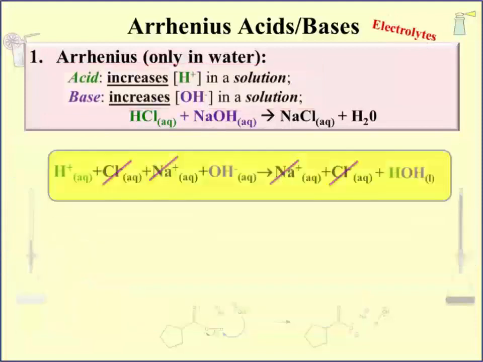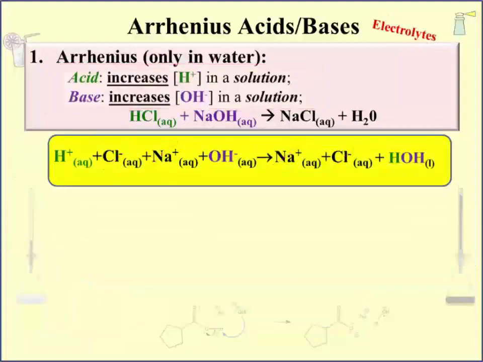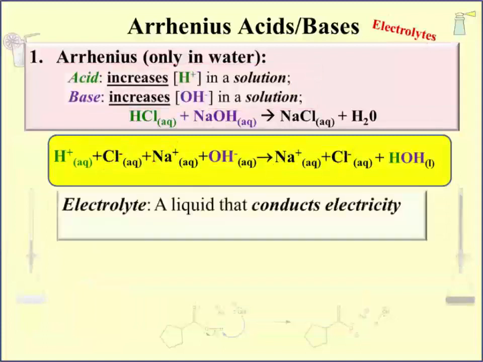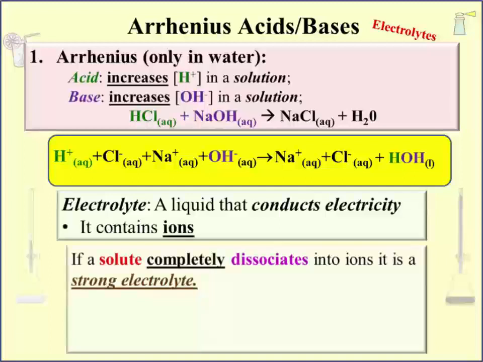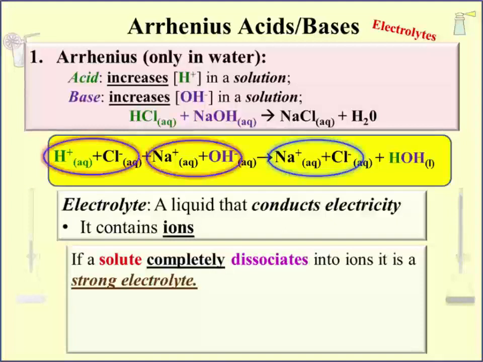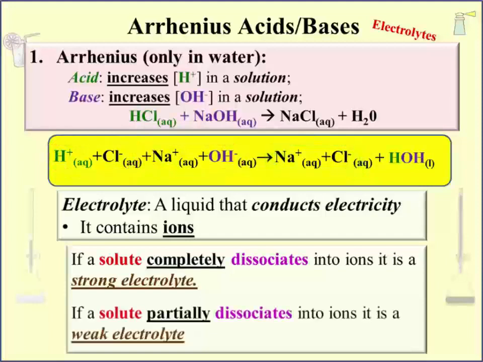Let's keep the total ionic equation and consider Arrhenius acid and bases from the perspective of an electrolyte. That is a liquid that conducts electricity. It does so because it contains ions. Using solution terminology, if a solute completely dissociates into ions, it is a strong electrolyte. The hydrochloric acid, sodium hydroxide, and sodium chloride all dissociate into ions. They all form strong electrolytes. If, however, a solute partially dissociates into ions, it is a weak electrolyte.